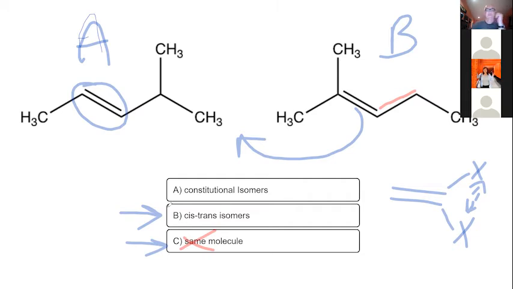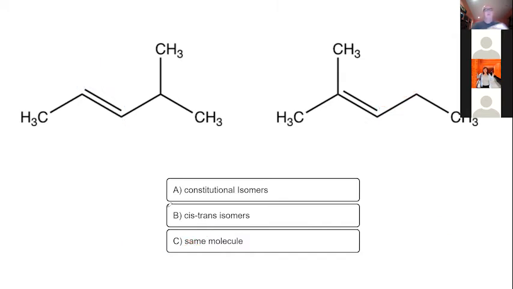So let's look and see if they're cis-trans isomers of each other. For that to be true, what's on this side of the double bond and what's on that side of the double bond should be the same for both of them. Let's see if that's true. So let's mark this 1 and 2, and I'll mark this 3 and 4, just so we know which one we're talking about.